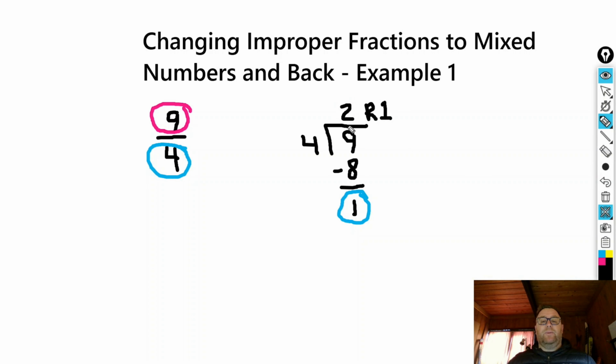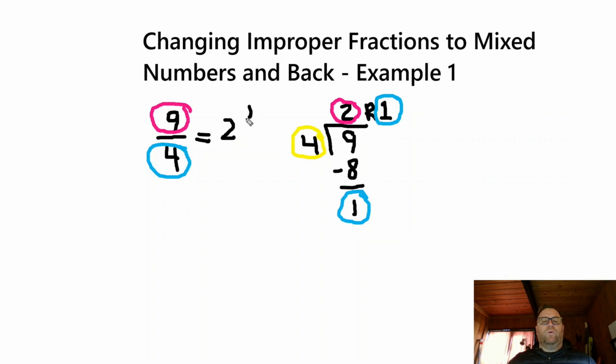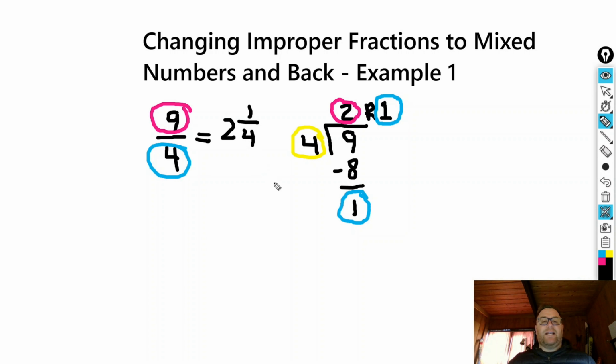So this is going to be the whole number part of the mixed number. So the 2 is the whole number part here. The 1 is going to be the numerator of the fraction part, and the 4 is going to be the denominator of the fraction part. So we can write 9/4 as 2 and 1/4. And it's just as easy as that.